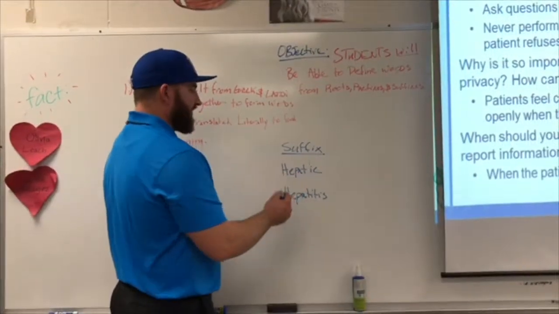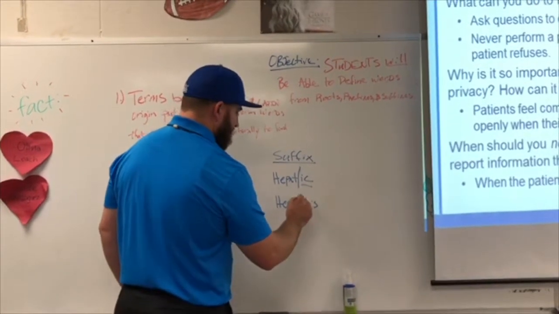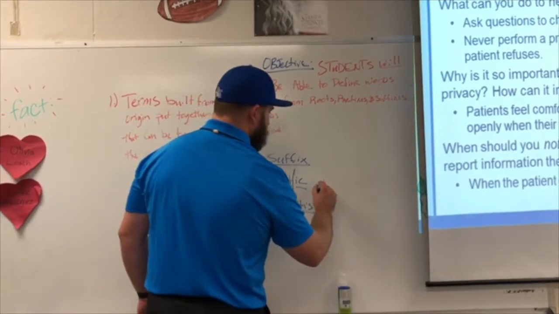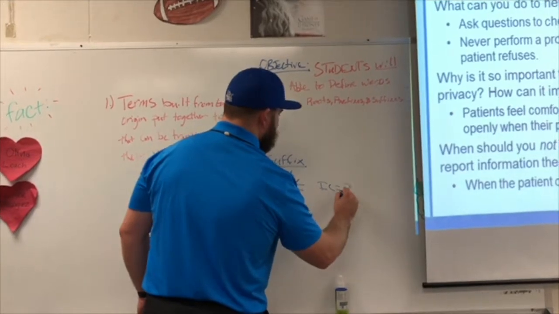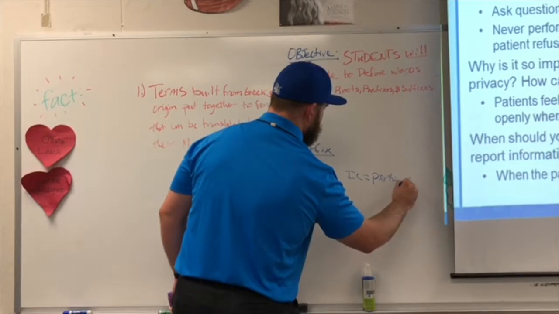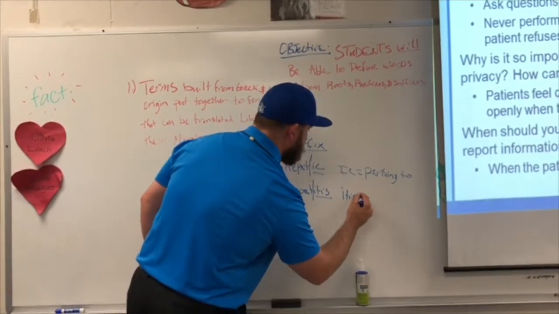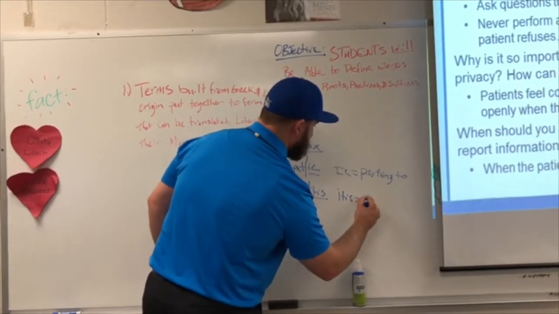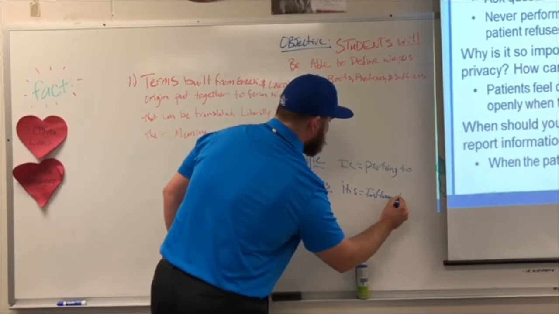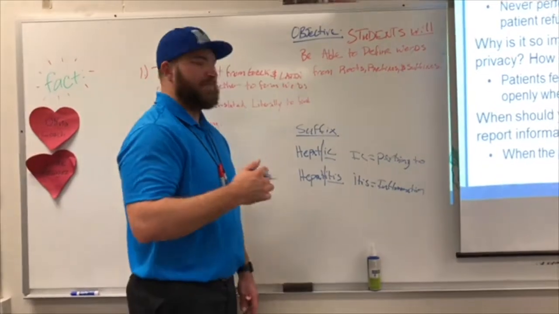So a suffix is usually at the end of a word, and we'll slash this again to identify our suffixes. In this case, ic is pertaining to, and itis is inflammation. So those are placed at the end of the word to modify the meaning of the word.